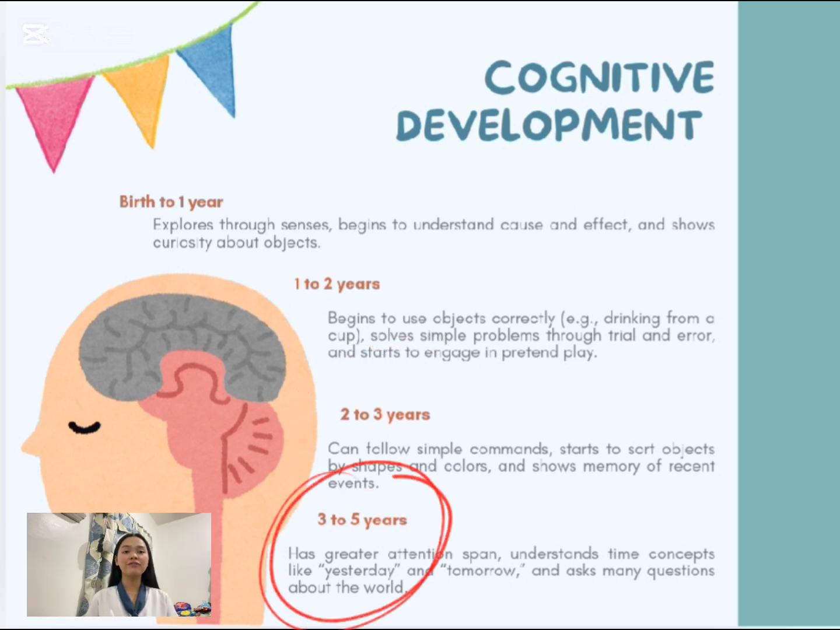From 3 to 5 years, cognitive abilities become more advanced, with curiosity about the world. They develop a greater attention span, allowing them to focus on activities for longer periods. Children begin to understand time concepts such as yesterday and tomorrow, helping them make sense of past and future events. They often ask questions about the world, reflecting their desire to learn and understand their surroundings.